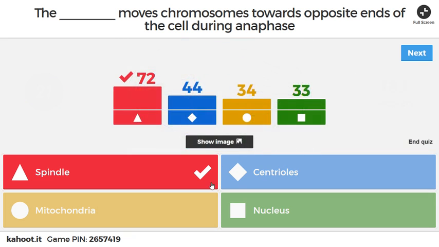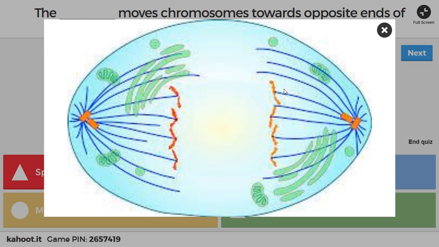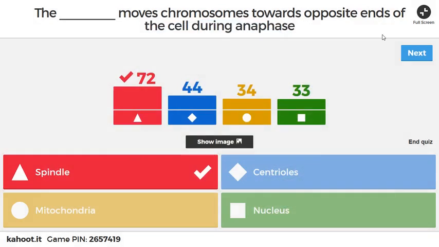The blank moves chromosomes towards opposite ends of the cell during anaphase. What's going to move those chromosomes? Okay, and it's going to be spindle fibers, which come from the centrioles. So we have the centrioles here, and then come the spindle fibers out of the centrioles. They're going to connect and start pulling those chromosomes towards opposite ends of the cell.